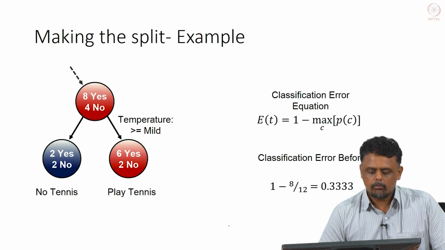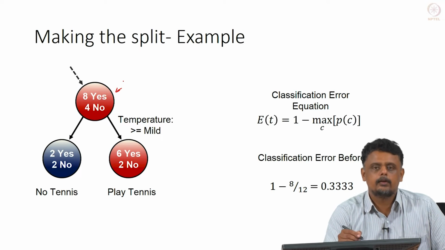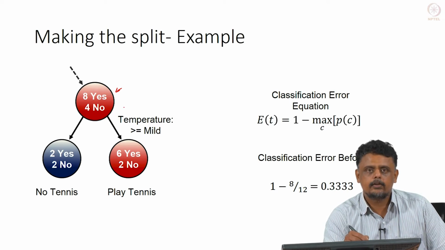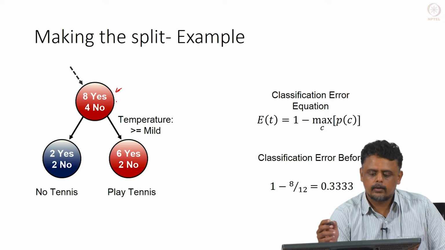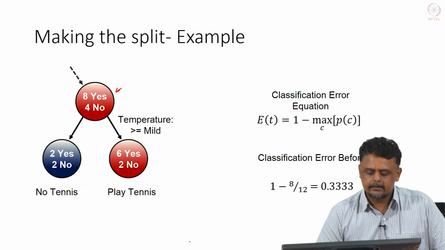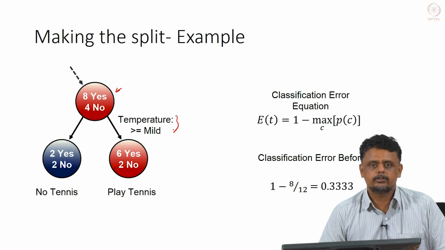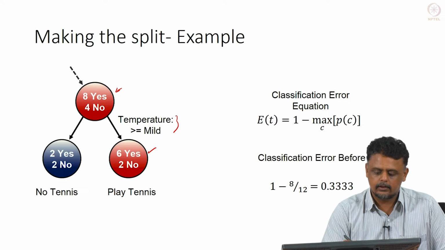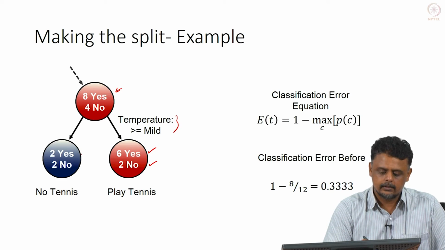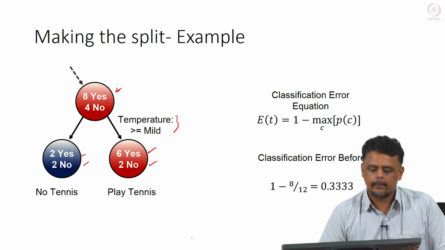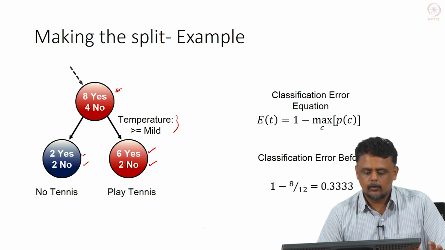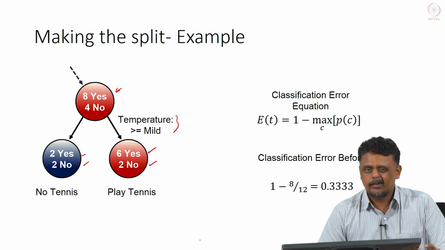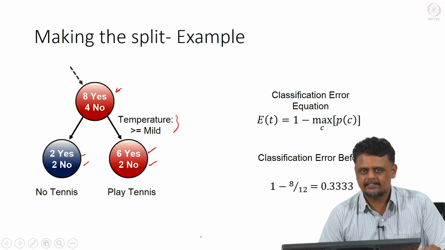Okay. So, let us say we are at this particular node where we have 8 data points for which the outcome is yes, that is to play tennis, and 4 data points where the outcome is no, not to play tennis. Then we decide to make a split based on the temperature, greater than or equal to mild. This results in 6 data points for yes to play tennis and 2 data points for no, and in this case equally distributed, 2 and 2 for yes and no respectively. We still have not decided how to make the split and what features to choose, but we will see as we go on. This particular example is just to illustrate why using the classification error is a bad idea.